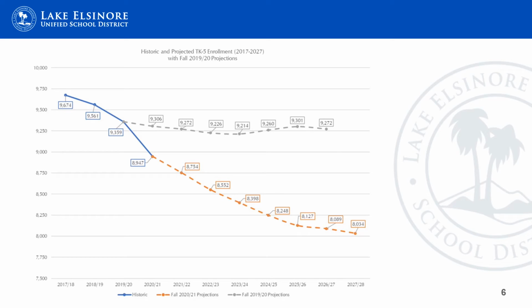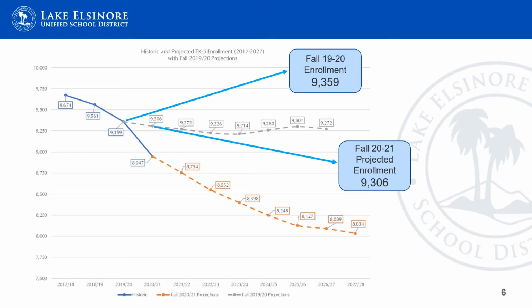Now let's take a look at the overall historic and projected elementary school enrollment in graph form. This graph represents the district student enrollment from elementary school students in grades kindergarten to 5th grade. The blue line is actual enrollment numbers. Students enrolled at CBEDS in the 2019-2020 school year was at 9,359. Enrollment was projected to see a slight decline to 9,306 according to our 2019-2020 projections, represented by the gray dashed line.